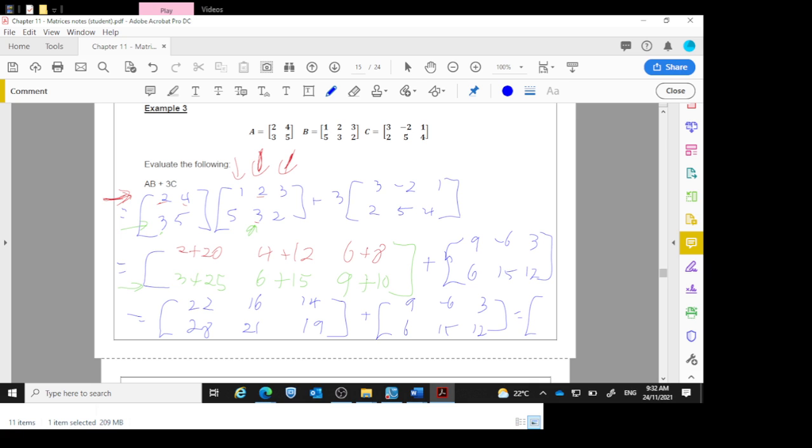Now remember, when we're adding, we add the same position. So 22 plus 9, 31. 16 minus 6, 10, and 14 plus 3, 17. Squash it in here. 28 plus 6, we've got 34. 21 plus 15, 36. And 19 plus 12 is 31.